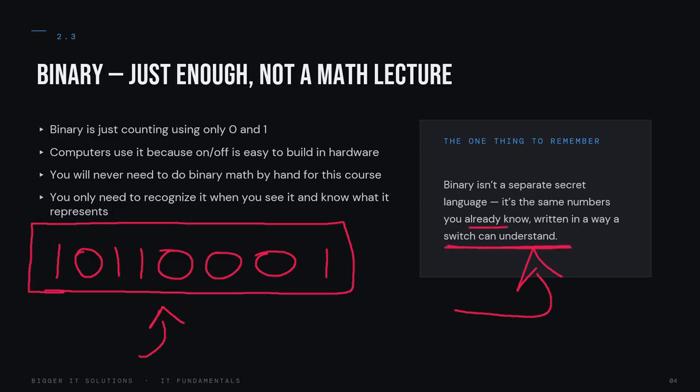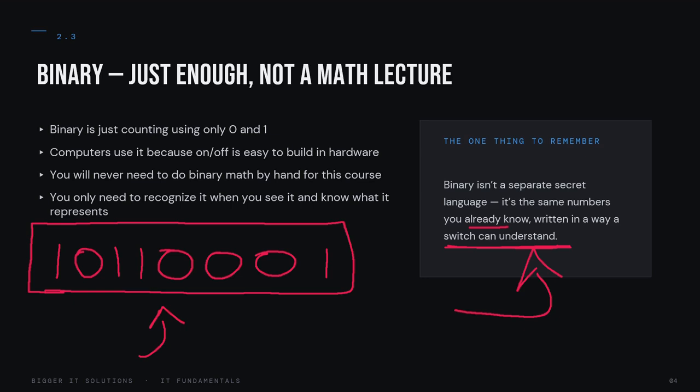It's just written in a way a switch can understand. Remember, a switch, the light switch, it's up or it's down. It's on or it's off. But we might need more combinations than just 2. Right? We might need 4 or 8 or 16 or 32 or all the way up to 256 different combinations to represent different characters. And that's why we use binary out there.